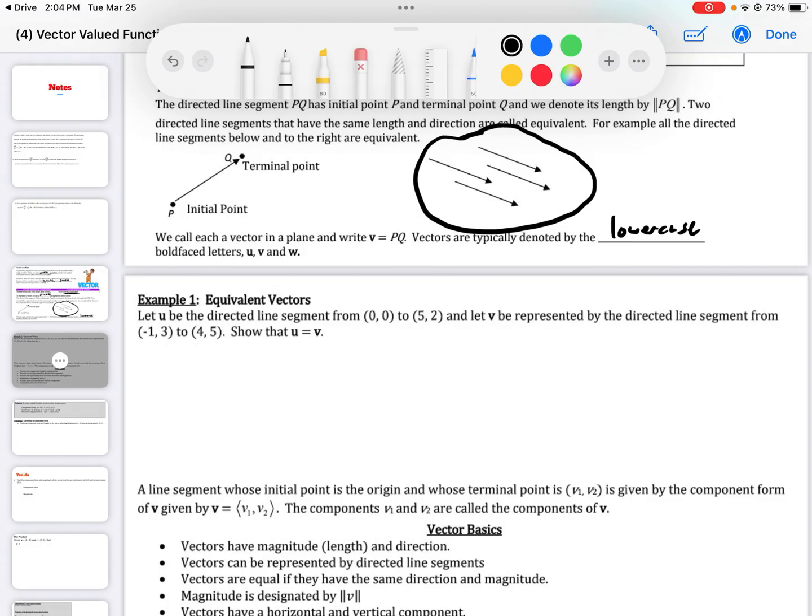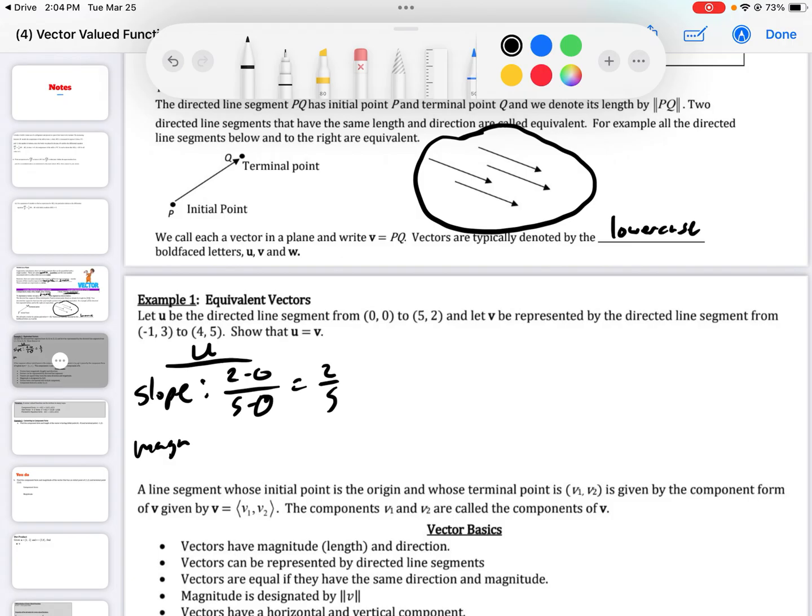Let u be a directed line segment from (0, 0) to (5, 2), and let v be represented by the directed line segment from (-1, 3) to (4, 5). Show that those are equivalent vectors, so they have the same magnitude and direction. Same magnitude, so the same length, which we'll talk about in a second, and the same direction, so the same slope. For u, I'm going to find the slope by doing y2 minus y1 over x2 minus x1, and I get 2/5.